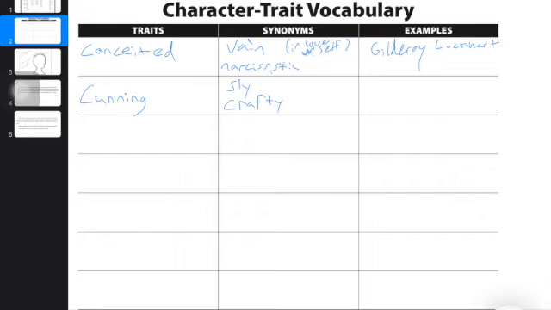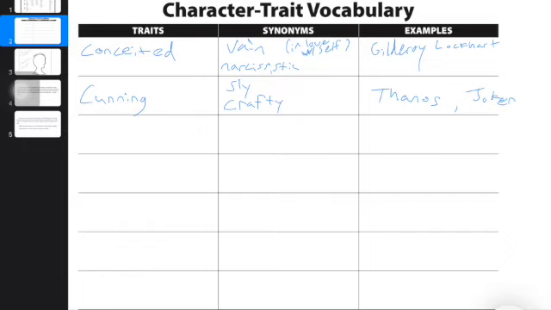I'm trying to think of a good cunning villain. Let me see if I can Google one here. Good cunning villain. What about Thanos? Or the Joker from Batman. People that kind of lie and manipulate, and they're crafty about it. They're sly. They get it done in a deceitful way.